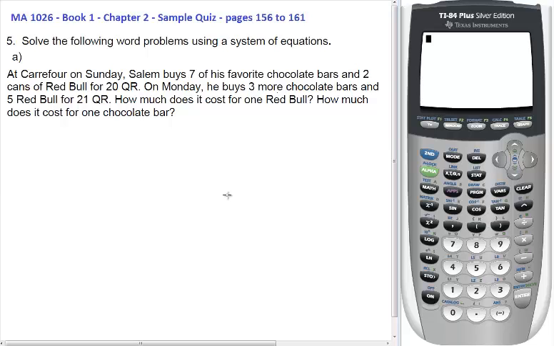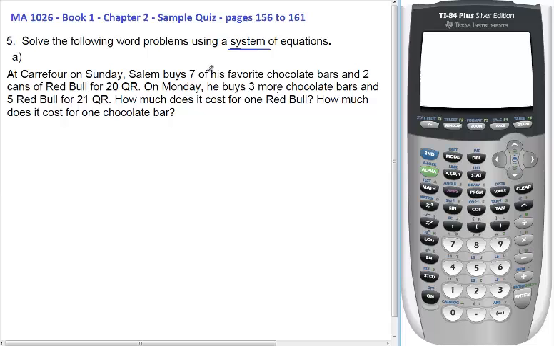Good day, students. Today we're going to look at the solution to long answer 5a found on page 161. It's part of your chapter 2 sample quiz in book 1 of your ma1026 booklets. Now it's asking us to solve the word problem by setting up a system of equations, and a system of course is two or more equations. So let's read the problem and see where we go.